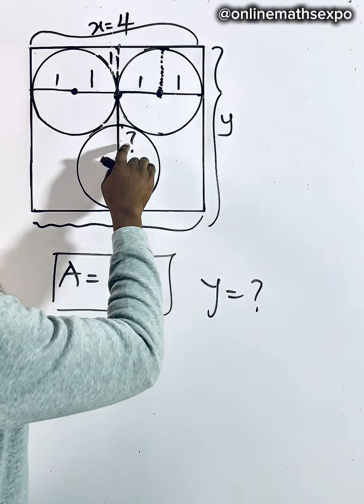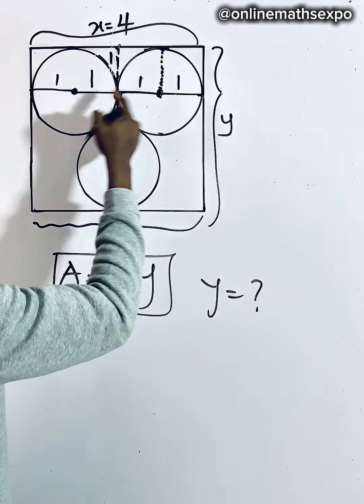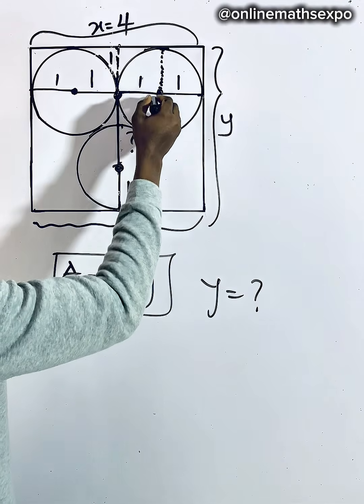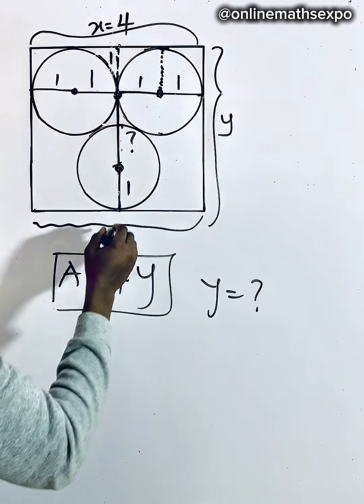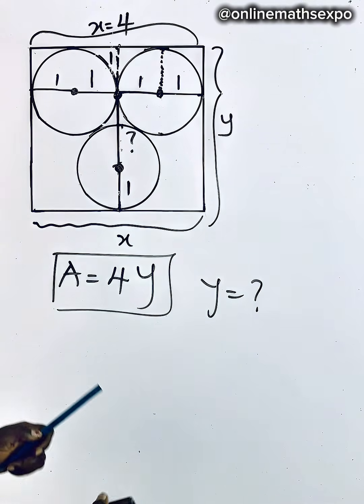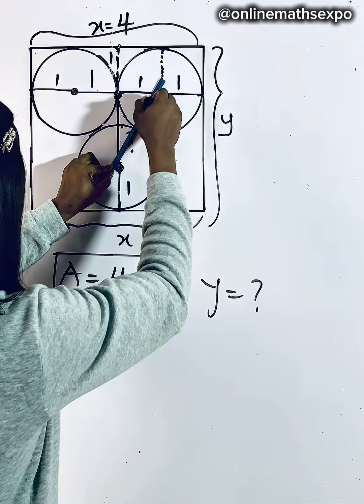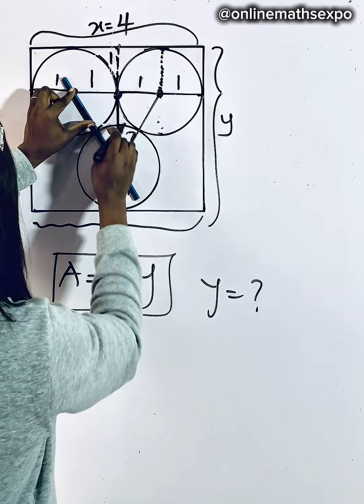Now to get this missing length, just remember that you can join this meeting point, this point. Let's join it. So we can join from here down to this as a straight line and also join this to this point. Let's do that together. So we join and also join this.